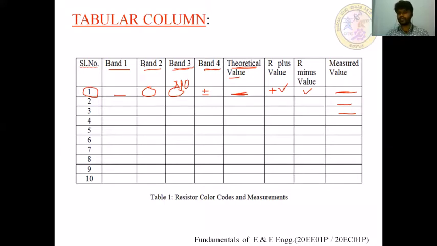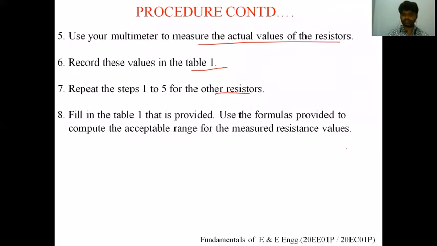Again, we have to calculate the tolerance, the plus tolerance value, and again the negative tolerance, that is the R minus value. We have to note it down here. Next, this is the value from the digital multimeter. Okay. Then finally, we have to compare this theoretical value with the measured value by the digital multimeter. That is the final comparison between the theoretical value and the digital multimeter reading value.